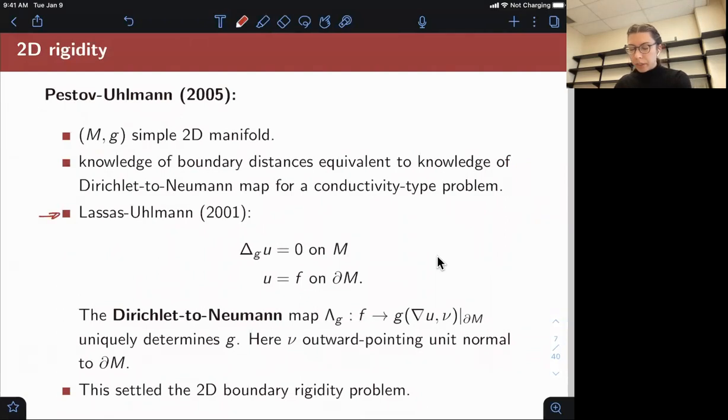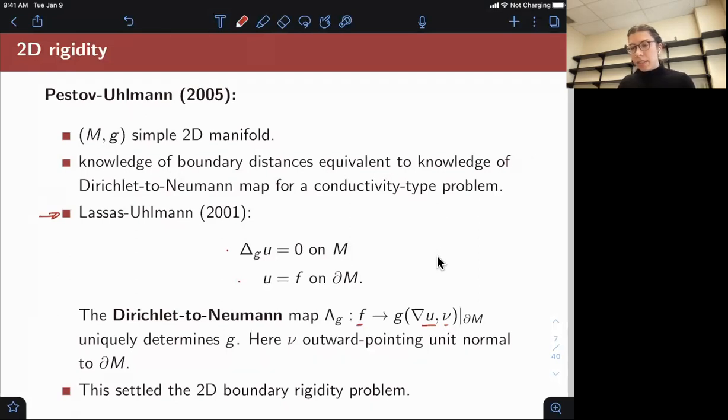So in 2001, a little bit earlier, Lassas and Uhlmann showed that if I look at the Laplacian on a manifold, I'm looking at harmonic functions, and I give some boundary data, then the Dirichlet-Neumann map for this problem uniquely determines the metric. And here in this Dirichlet-Neumann map, what I'm taking is the function that's on the boundary, and I'm sending that to the normal derivative, basically, of the interior potential. Here, nu is the outward pointing unit normal vector to the boundary. So this Dirichlet-Neumann map allows you to uniquely identify the metric.